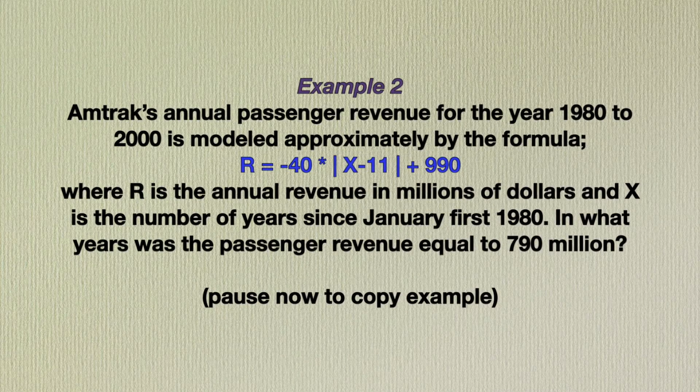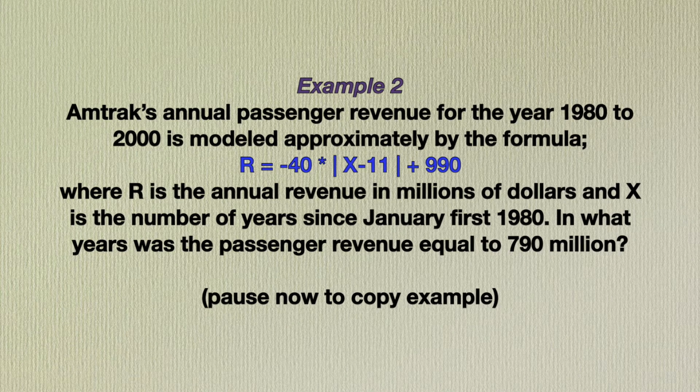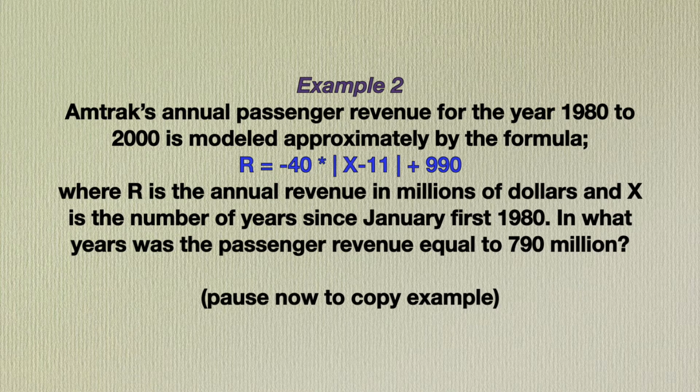Okay, so let's read the second word problem here. The second word problem says Amtrak's annual passenger revenue for the years 1980 to 2000 is modeled approximately by the formula R equals negative 40 times the absolute value of x minus 11 plus 990, where R is the annual revenue in millions of dollars and X is the number of years since January 1st, 1980. In what years was the passenger revenue 790 million?